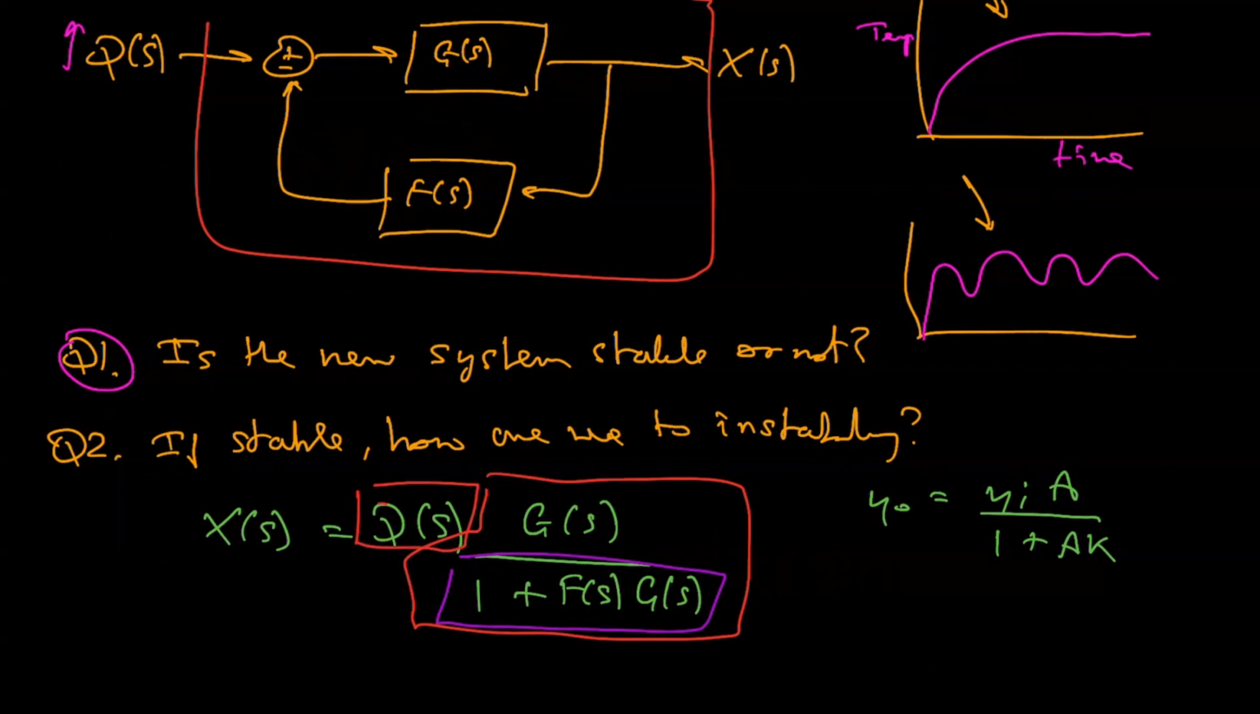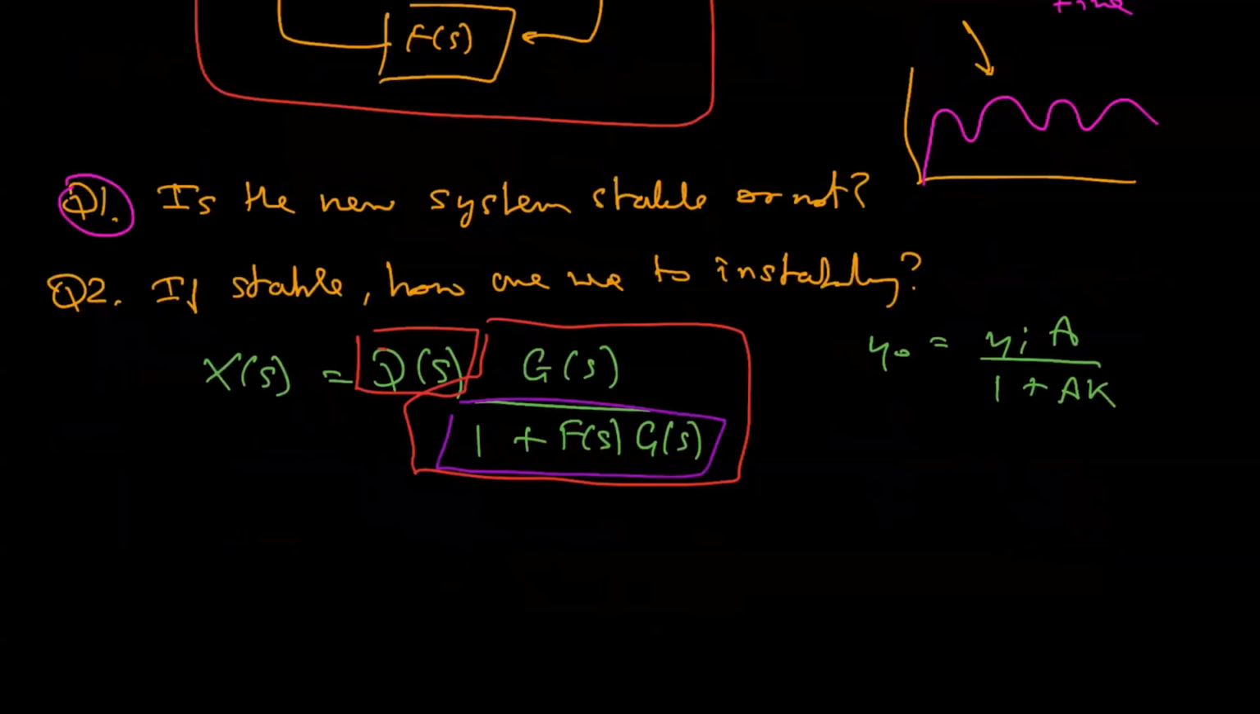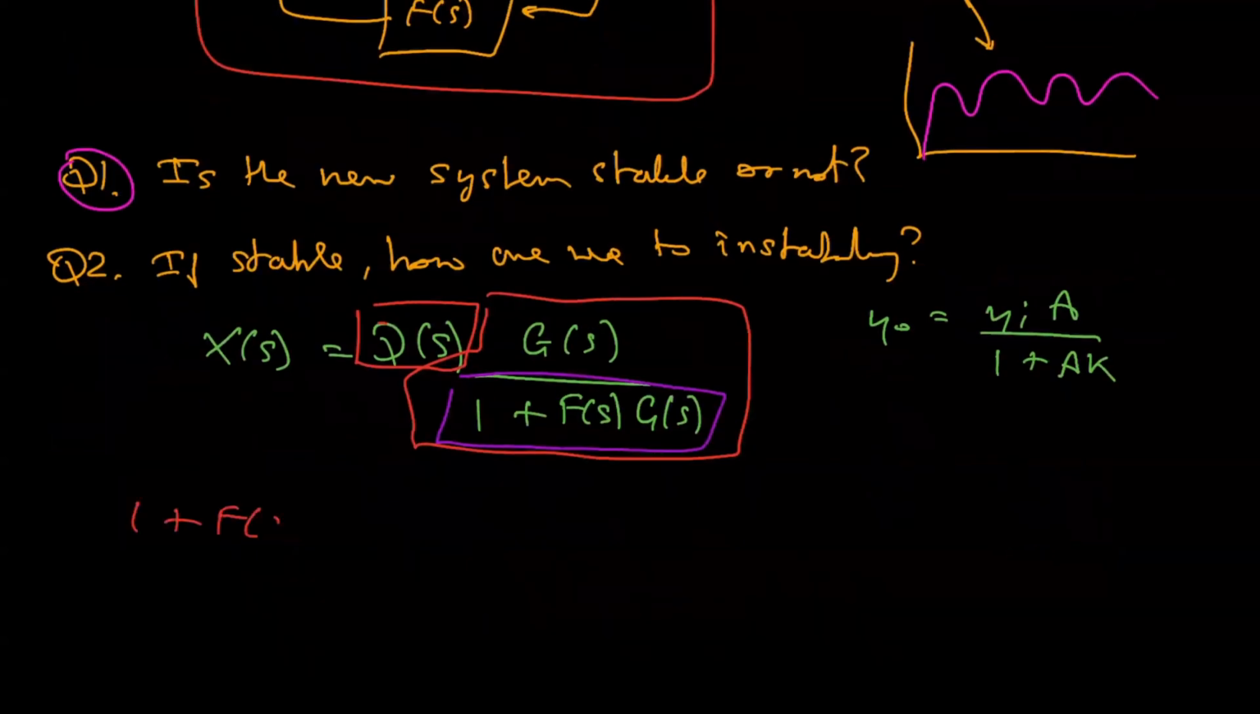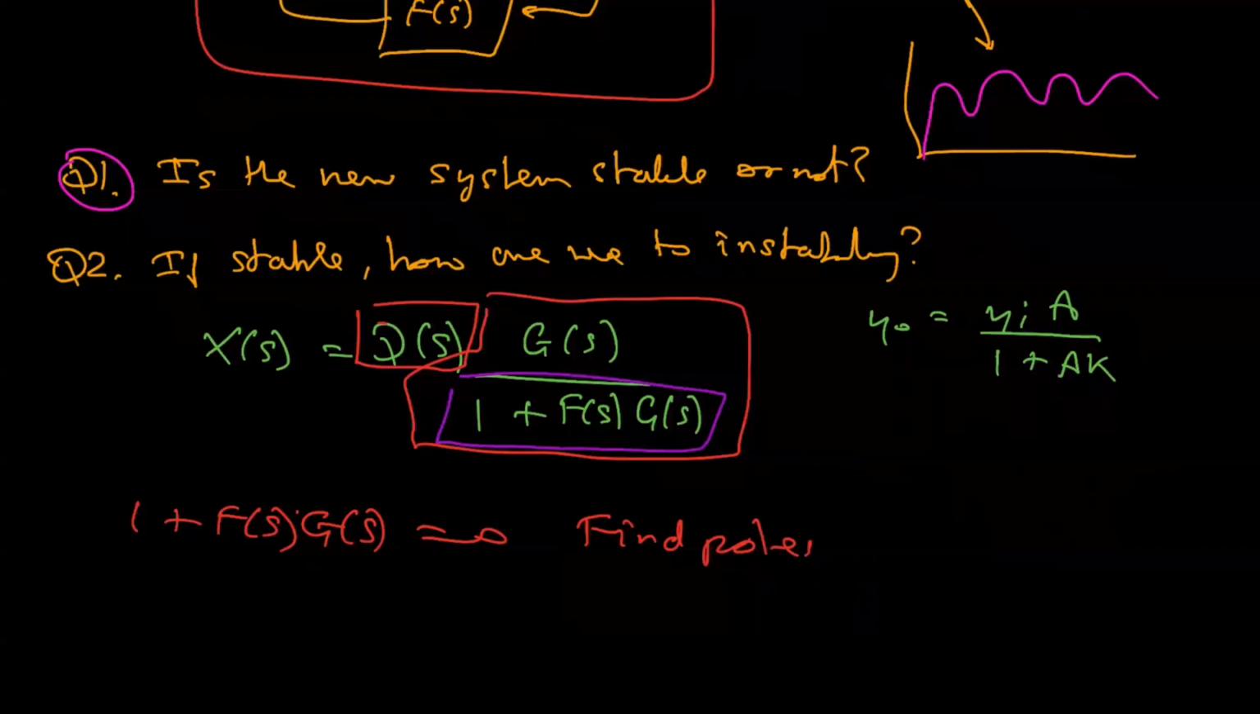What we would do is we'd pull out the denominator, set it to 0, and then try and find the poles. And if the poles are negative, on the left-hand side of the plane, we're happy.